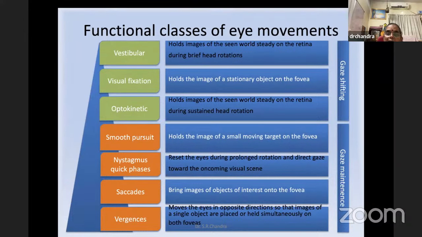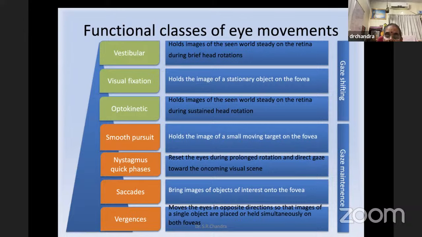When you are moving in the bus, you know that the environment, trees and houses, are there. They are undergoing a continuous prolonged shift in the gaze. So to bring the eye to the next target, you have seen one coconut tree, the bus is moving, and next you are seeing a mango tree.